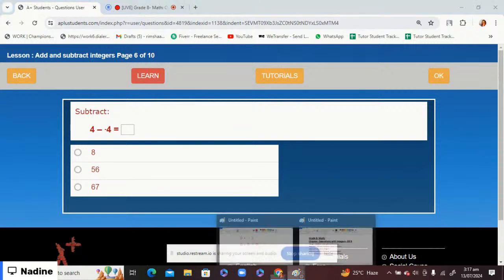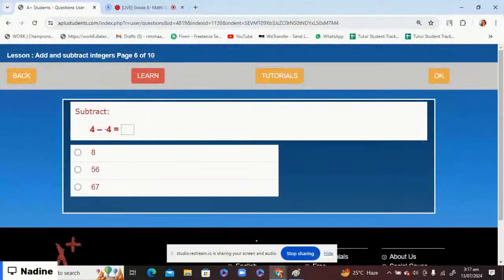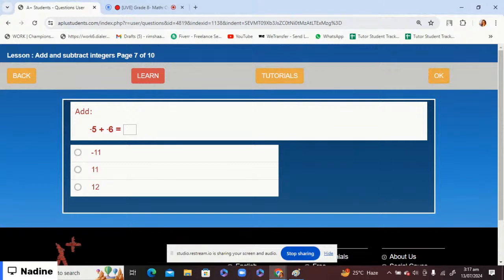4 minus into minus 4. Look here. 4 minus into minus 4. What does it mean? It means that there is a minus sign and a minus sign. So minus minus becomes minus plus. So here you're going to put plus 4. So 4 plus 4 is 8. Let's do it with this option. So when we solve, we get this answer.